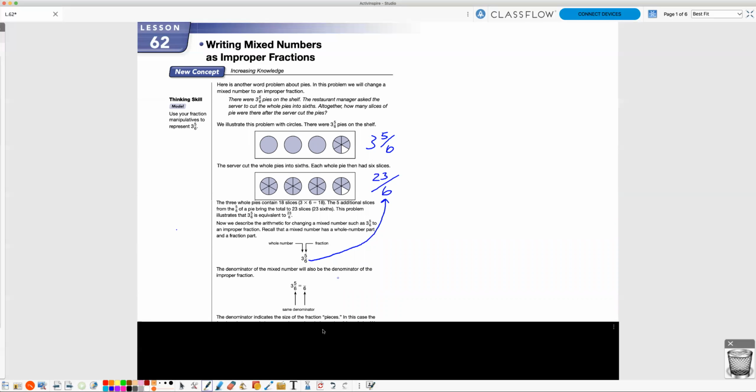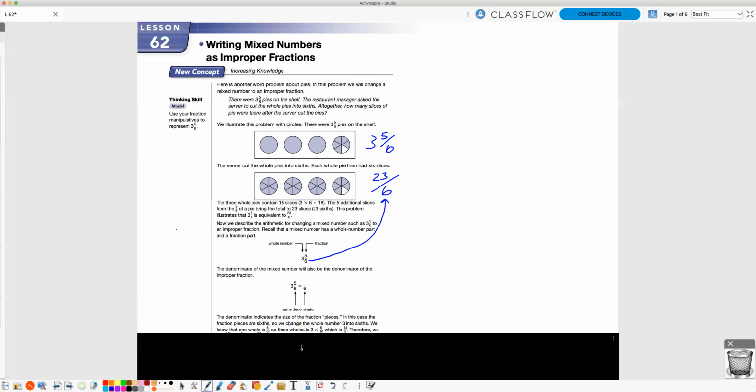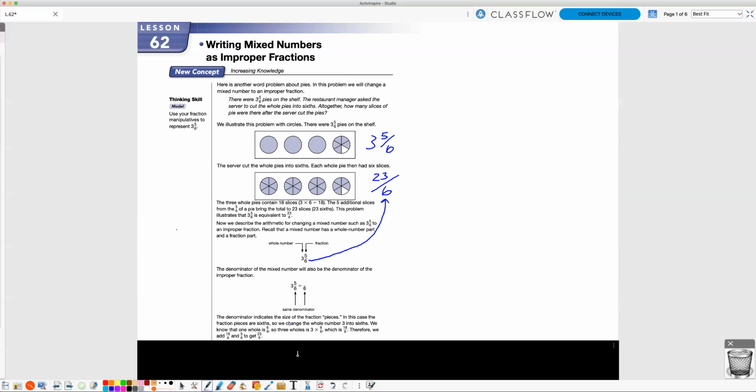We can use arithmetic to determine what the numerator is going to be. So the denominator indicates the size of the fraction pieces. In this case, the fraction pieces are going to be sixths. So we change the whole number 3 into sixths. And how do we do that? Well, 3 times 6. So you would have 18 plus those initial 5/6 that were there. If we took 6 times 3, we get 18. And if we add that 18 plus this 5, you get 23.